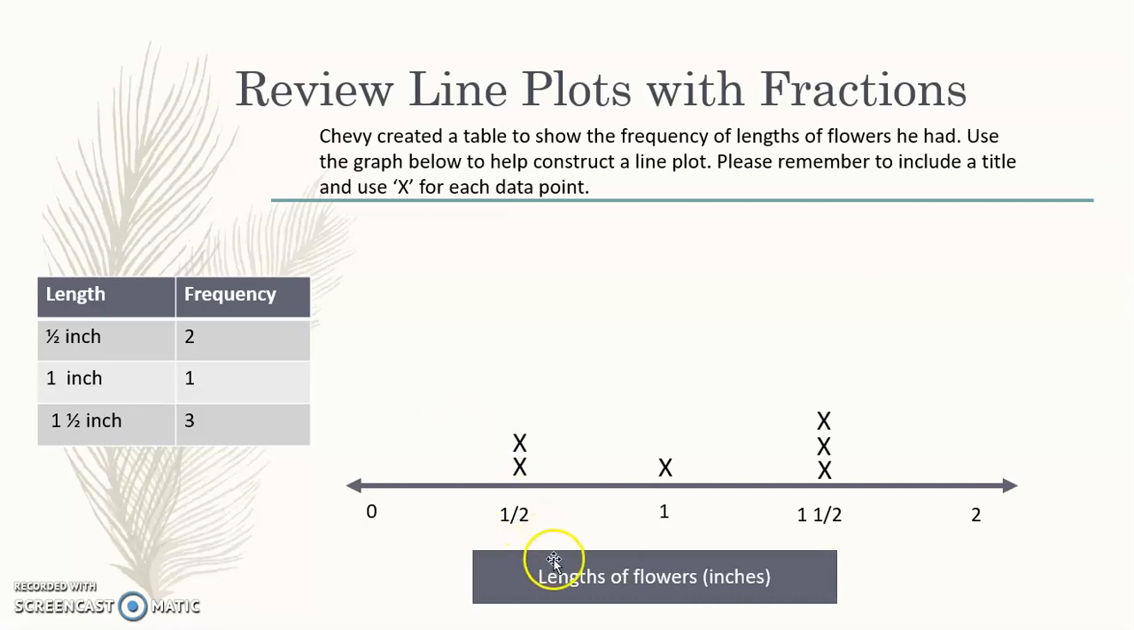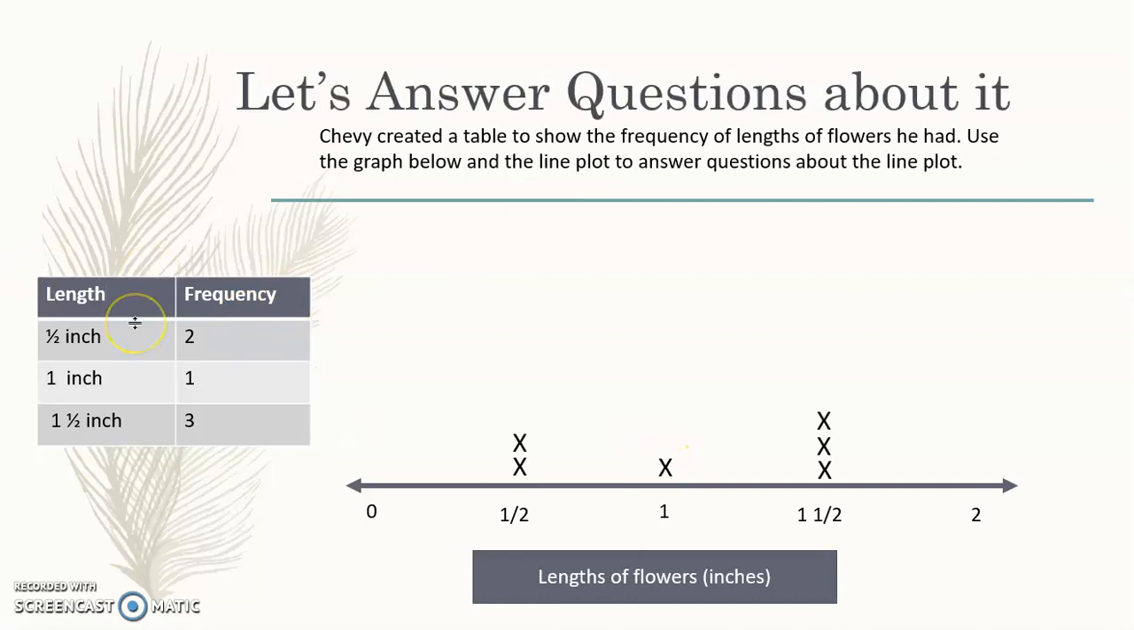So just a reminder that we have our title here. We have our range from 0 to 2 with our fractional units being 1/2 and 1.5 inches. And then we have our data points, which are all these x's. Over here on my frequency table, it should align perfectly with our line plot. So let's answer some questions about it.